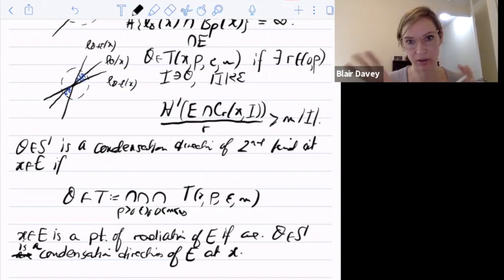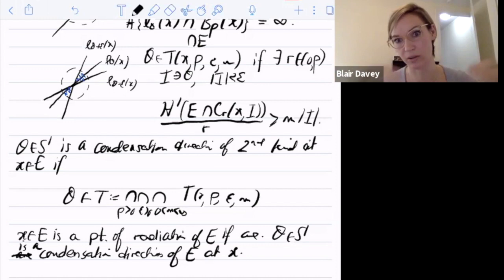So it is a place where there is no tangent, actually, because a tangent tells you the direction that the set is moving. But here you have exactly the opposite. The set is going everywhere all at once.